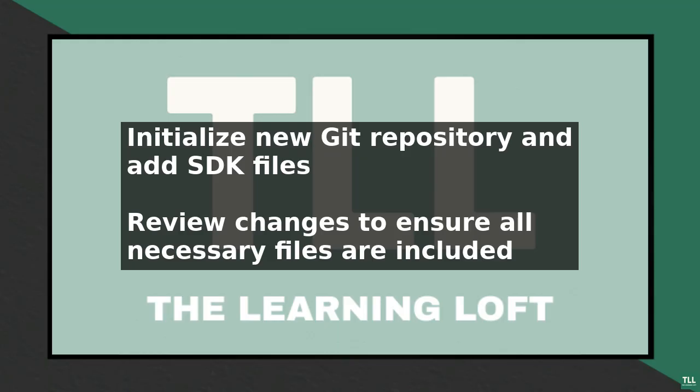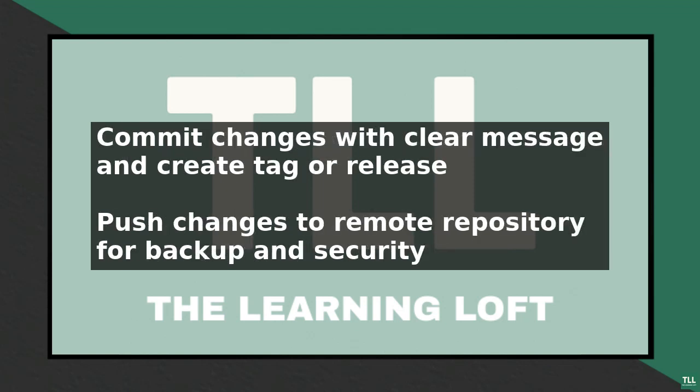Finally, push the changes to a remote repository, such as GitHub or Bitbucket, to create a backup and ensure that the archived build.com API SDK is accessible and secure. This provides an additional layer of protection and allows for collaboration and sharing with other developers.